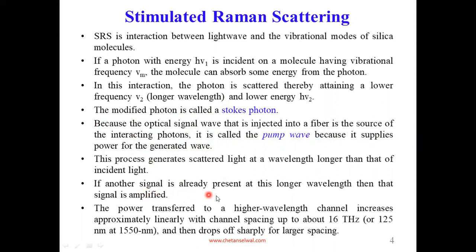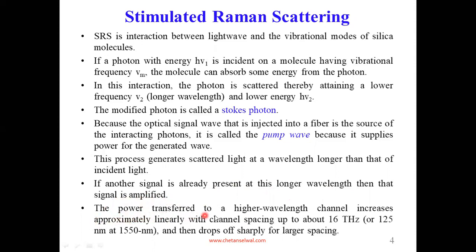If another signal is already present at this longer wavelength lambda2, then that signal is amplified, because that signal lambda2 would already be having some power. And because of this Stokes photon, we have got one more signal that is present at lambda2. So power corresponding to these two signals will add up. So the signal corresponding to lambda2 would be amplified.